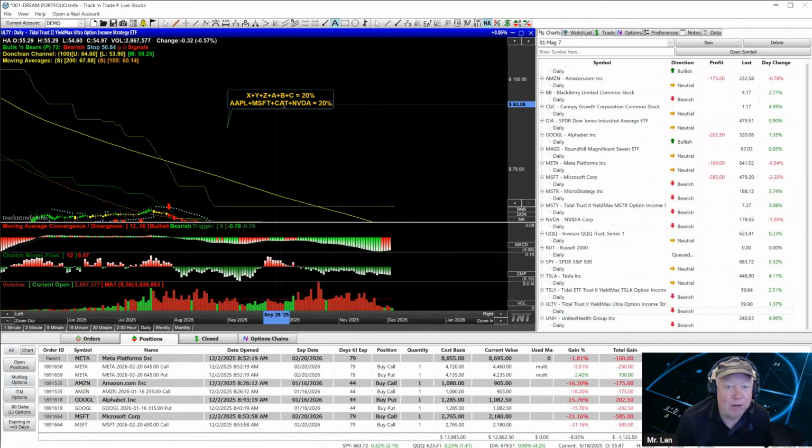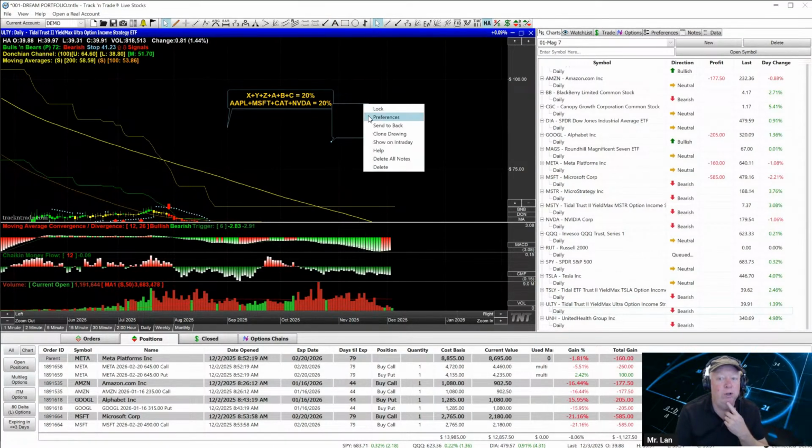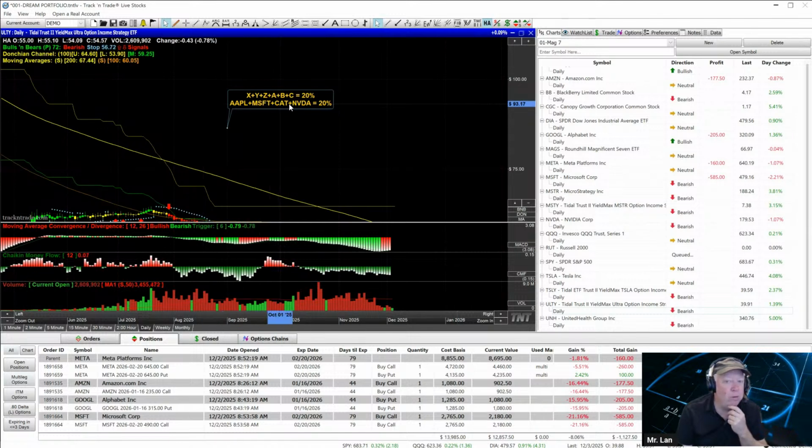You're going to need Apple, Microsoft, Caterpillar, and NVIDIA to equal 20%. All right. That's what a lot of people don't understand. That's what portfolio matrix does. That's the key to portfolio matrix. Portfolio matrix does this brute force mathematics.